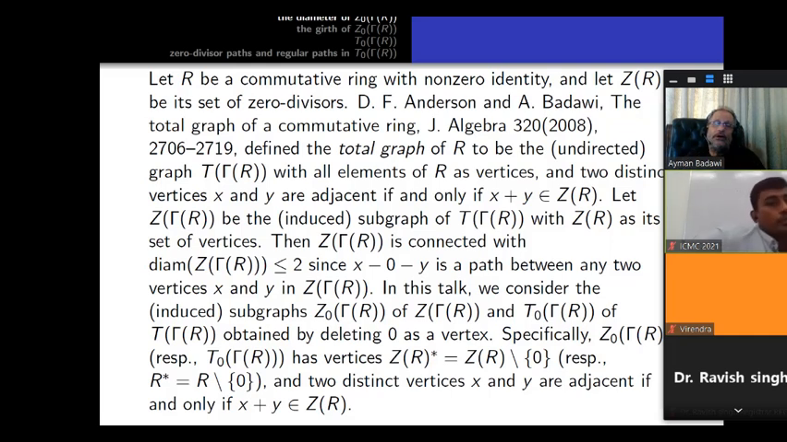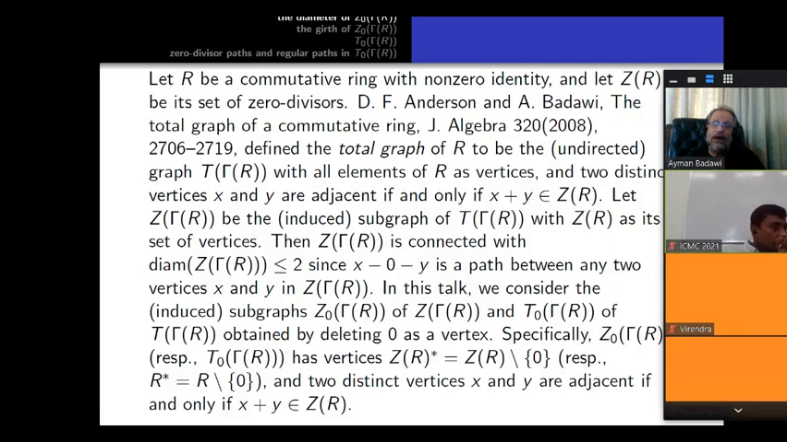So in this talk, we're going to talk about Z indexed by 0 and T indexed by 0. Again, for Z indexed by 0, the set of vertices is the set of all zero divisors except 0, so I'm removing the vertex 0. And for T indexed by 0, the set of vertices is all elements of the ring except 0. And we still connect as usual: two vertices are connected by an edge if and only if, when you add them, you come up with a zero divisor.